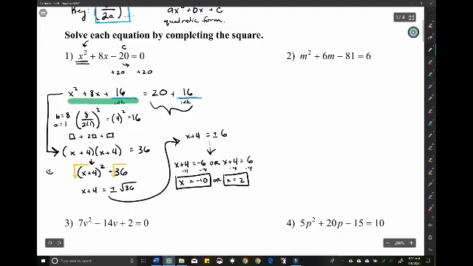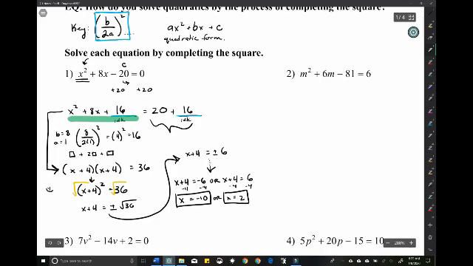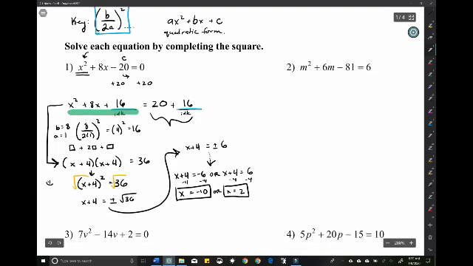I know that was a lot to soak in, but just follow this process, completing the square, and you're basically doing b over 2a squared, and we'll see some other examples as to how to do that. So IDK and all that.